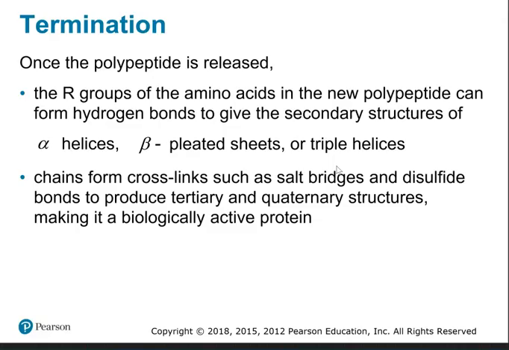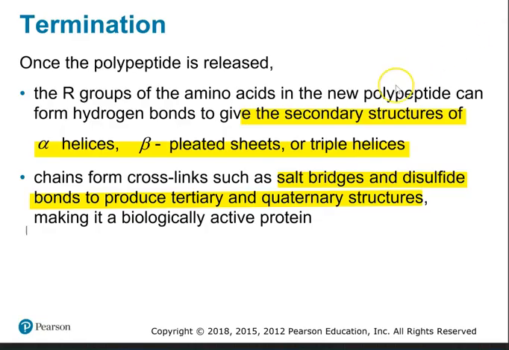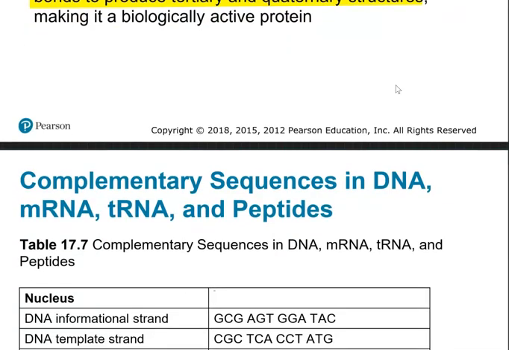Because amino acids will start forming hydrogen bonds between carbonyl and amido groups, okay? They're going to start folding into secondary structures, okay? And then within those secondary structures, there will be salt bridges, disulfide bonds, and eventually that's going to be tertiary or quaternary structure. So at the end of the day, this is your functional protein.